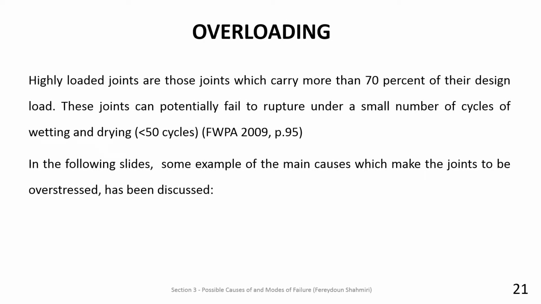Overloading. Highly loaded joints are those joints which carry more than 70% of their design load. These joints can potentially fail to rupture in a small number of cycles of wetting and drying, which is less than 50 cycles. In the following slides, some examples of the main causes which make the joints overstressed are discussed.